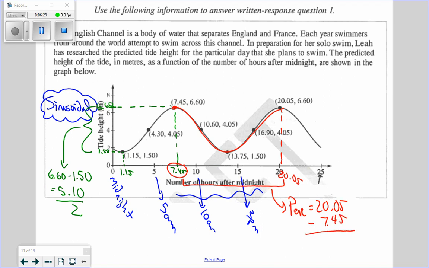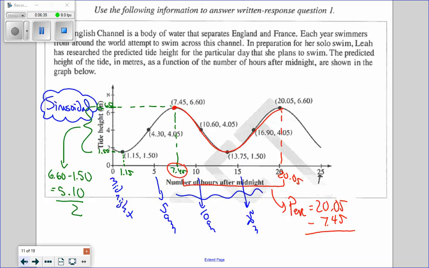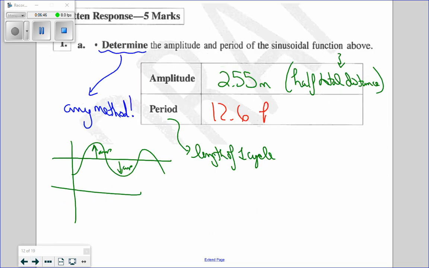So if somebody wants to punch that in for me, I think it's like 12.5, 12.6. Now, what are your units? Units are hours after midnight. Units here were meters. So 12.6 hours and 2.55 meters. Okay. Now, that's probably going to be worth 1 or 2 marks. Okay, 1 mark for each. All righty. You're good?